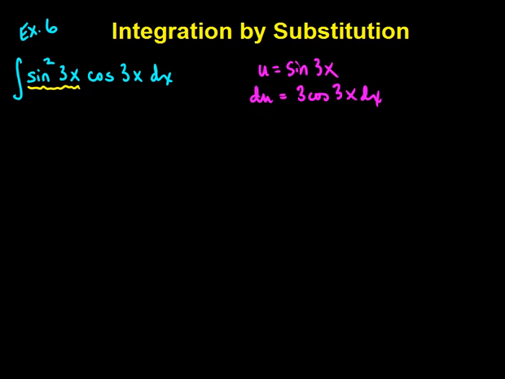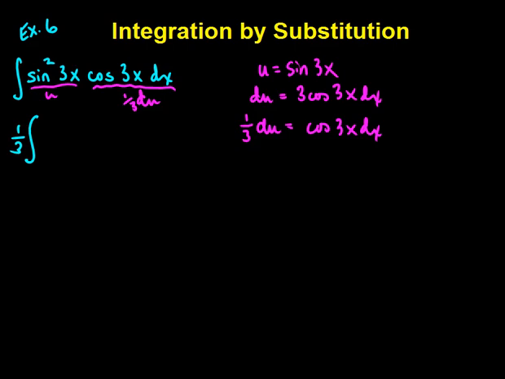and rewriting in differential form, we get du is equal to 3 cosine 3x dx. So you can see here that we're looking for cosine 3x dx, and so we're going to need to divide that by 3. So now we can swap out the whole cosine 3x dx for 1/3 du. And the sine of 3x, not sine squared of 3x, but just sine of 3x, is going to become u. So we're ready to rewrite this as 1/3 times the integral of u squared du. It became so much simpler than what was there originally.